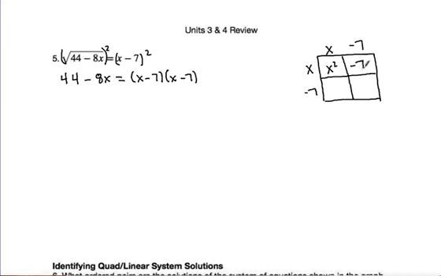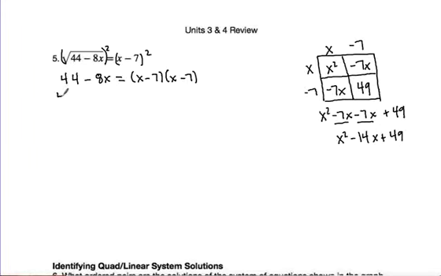X times negative 7, negative 7x. Negative 7 times x is negative 7x. And negative 7 times negative 7 is positive 49. Once you get that, you're going to take everything out of the box, and you're going to combine your like terms. So when you combine your like terms, that would be your negative 7x is in the middle, and you'd end up with x squared minus 14x plus 49.